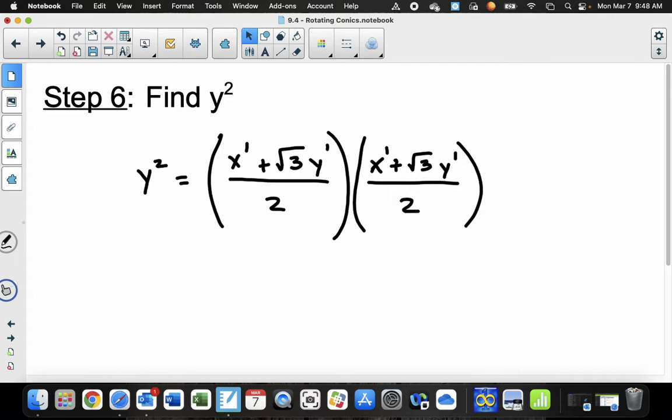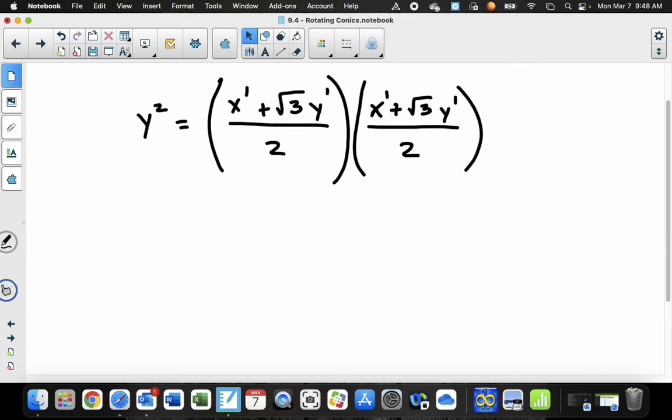So y squared is just y times y. And it's almost identical to what we just did. The only real difference is the signs are different. So again, if we go through and we distribute this, y squared. If we distribute, the x prime times x prime is x prime squared. X prime times the square root of 3y prime, put it together as one term, positive square root of 3 x prime y prime.